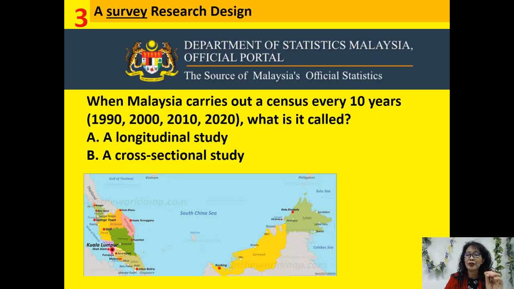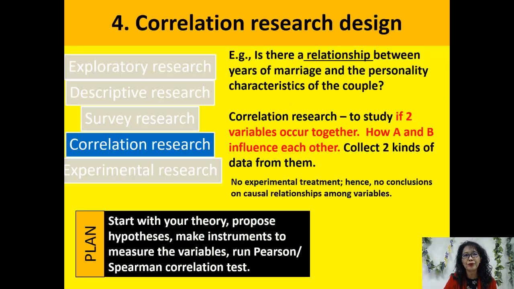Alright, so if Malaysia carries out a census every 10 years, what is it called? Longitudinal study or cross-sectional study? This is actually a longitudinal study because it's repeated after a regular period. Cross-section means one time, as in what we do most of the time.